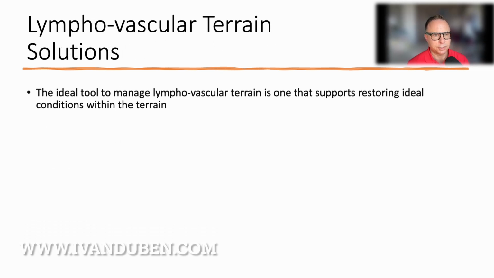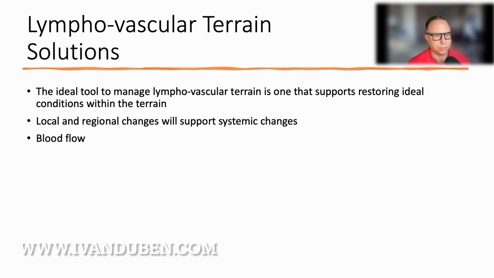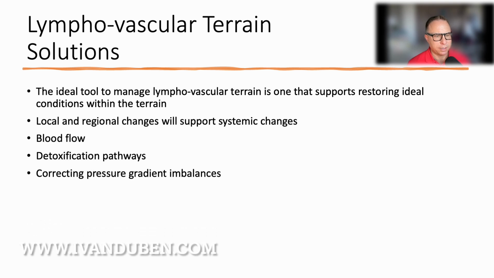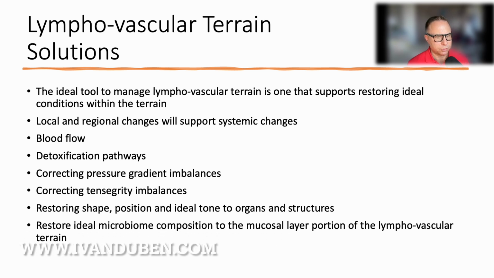Some solutions for addressing lymphovascular terrain dysfunction. The ideal tool to manage lymphovascular terrain is one that supports restoring ideal conditions within the terrain. Local and regional changes will support systemic changes. We want to improve blood flow. We want to open up detoxification pathways. We do this by correcting pressure gradient imbalances, correcting tensegrity imbalances, restoring shape, position, and the ideal tone to organs and various structures. We also want to restore the ideal microbiome composition to the mucosal layer portion of the lymphovascular terrain.